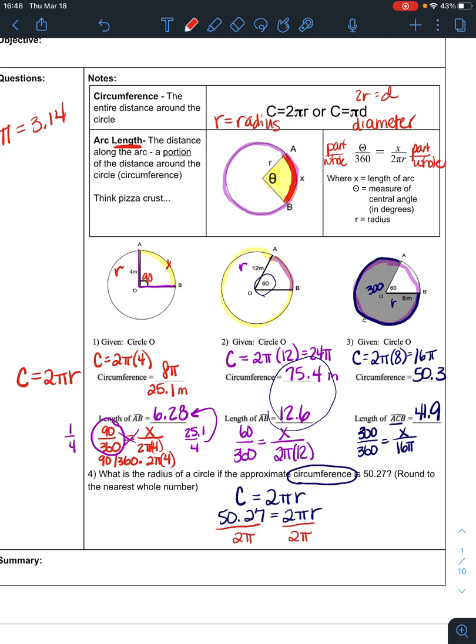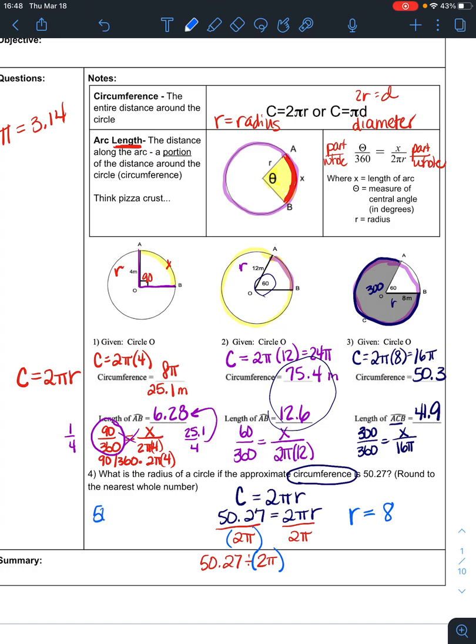Now this is good, but here's what's going to happen. You're going to type it in on your calculator, 50.27 divided by 2 pi, and it's going to be wrong. Okay? So what you have to remember to do is put it in parentheses. We have to divide by 2 pi. If you don't put it in parentheses, it's going to divide by 2 and multiply by pi. Okay, so when you do this, do 50.27 divided by 2 pi in parentheses, and you get 8. Radius equals 8.